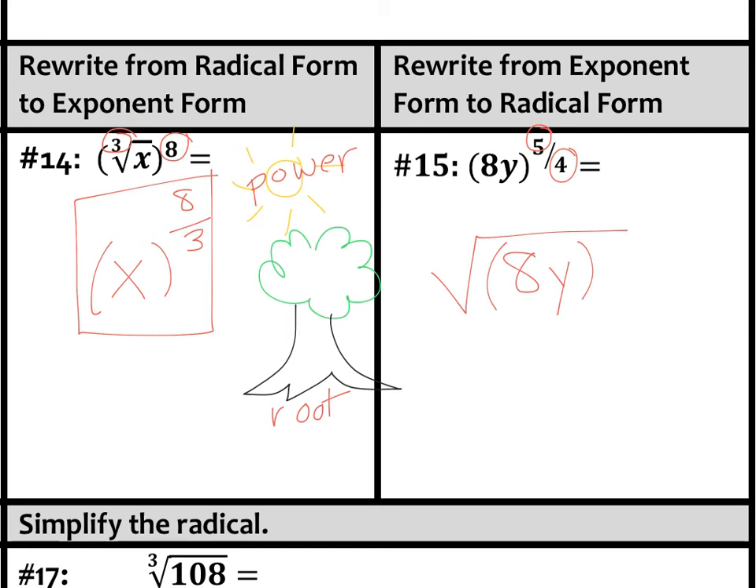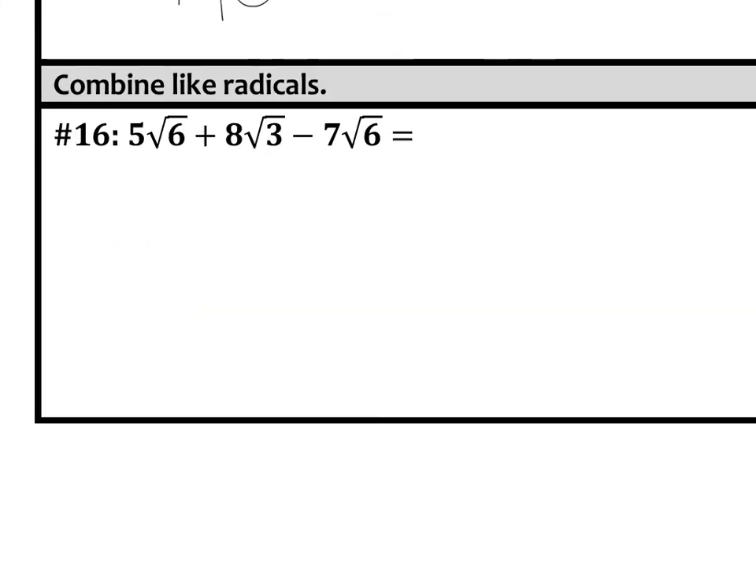Okay, now we're doing this backwards. We said that 5 was the power, so we're going to put parentheses around the whole thing and give it a power of 5. And then 4 is our root. The root goes with the radical, and it goes in that little nook. And that's our answer.